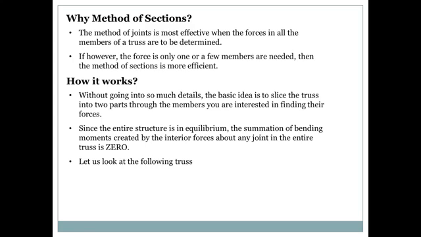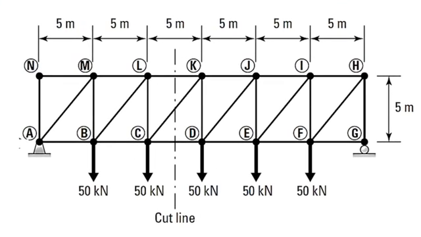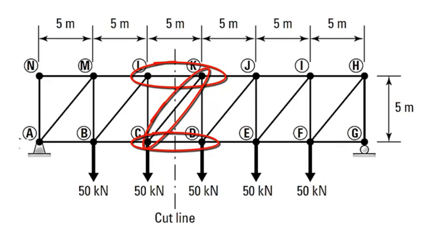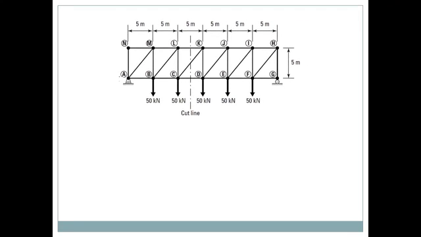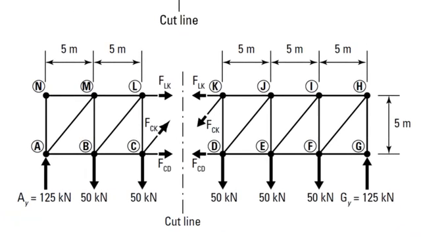So let's take a look here. We have this truss. Imagine if you want to find the forces in all of the members. Okay, method of joints again. But what if I told you I'm only interested in the forces in members LK, CK, and member CD? You can see there is a cut line through these members. So I'm going to cut through the members I just mentioned, and I'm going to expose the forces inside them.